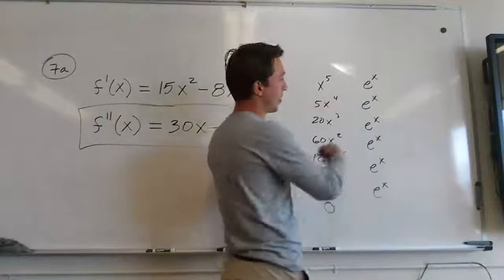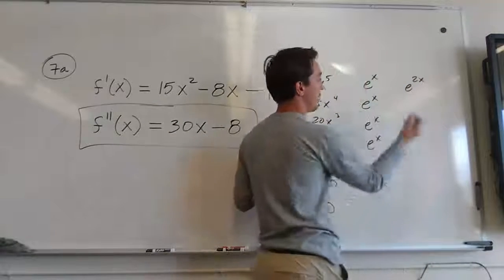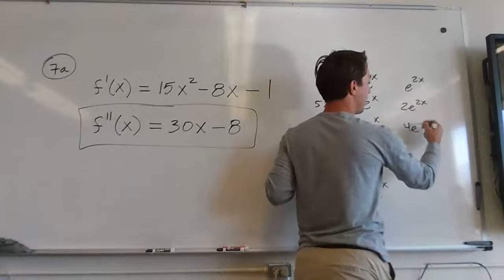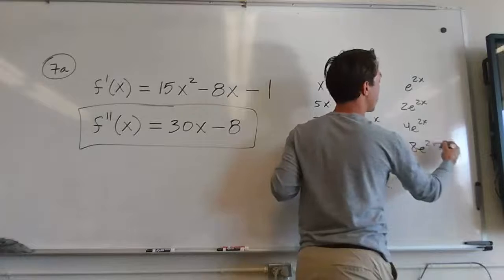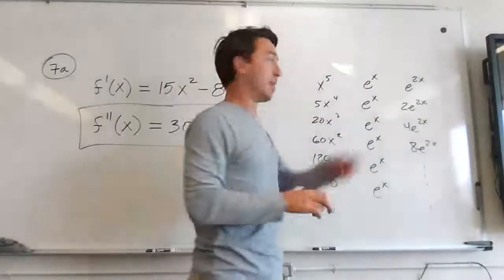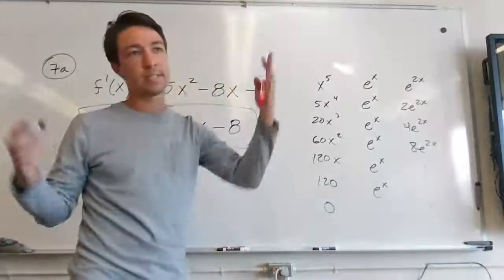Now other functions, maybe you can make another weird function, like e to the 2x. Turns out his derivative would be 2e to the 2x, and his derivative would be 4e to the 2x, and then 8e to the 2x. So some functions out there, you can differentiate them infinitely forever. Some functions you'll eventually get to 0.